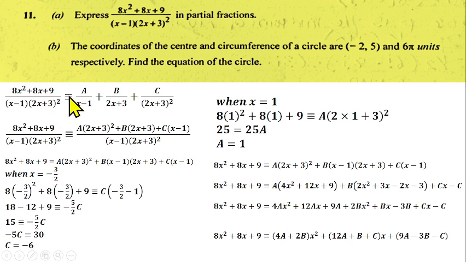So which is equivalent, if you want to solve it partially, to a over s minus 1 plus b over 2s plus 3 without the power, plus c over 2s plus 3 raised to power 2. Then from there we can find the LCM of the right hand side. The LCM is s minus 1 into 2s plus 3 squared. So how do we go about it? Let's go.